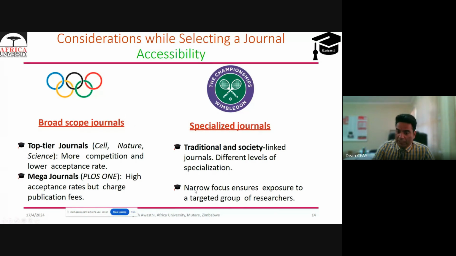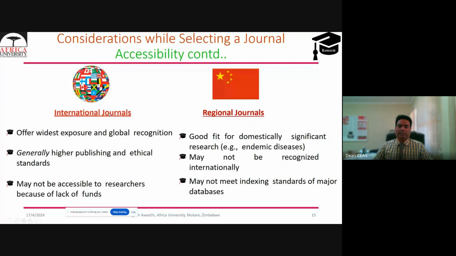And there are some narrow focus journals, meaning only a targeted group, like peace building analysis. Peace building analysis is very specific, like in African countries, human rights journals are very popular, because they are working so much in this area. So narrow focus means a very small range they cover. Then international journals and regional journals, as I told you in the previous slide also.